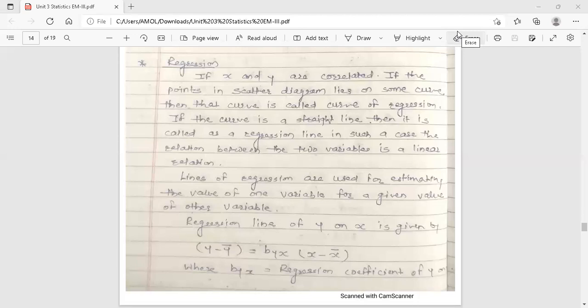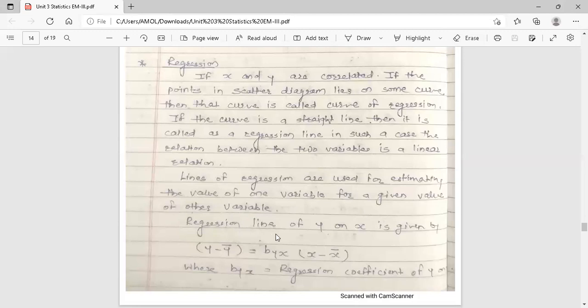So the first condition is that x and y should be correlated. If the points in the scatter diagram lie on some curve, then that curve is called the curve of regression. And if that curve is a straight line, then it is called the regression line. In such a case, the relation between the two variables is a linear relation. The lines of regression are used for estimating the value of one variable for a given value of the other variable.